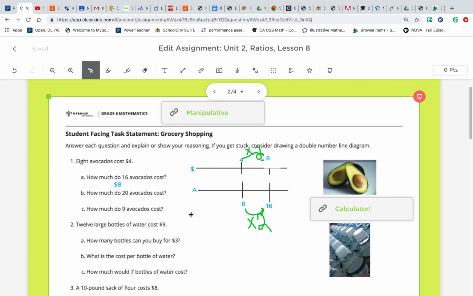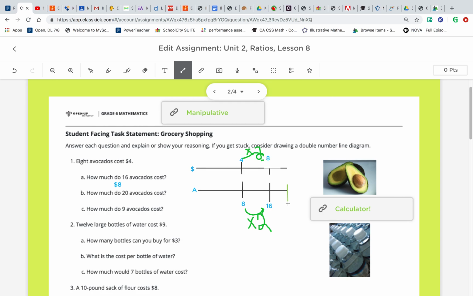Now we want to know about 20 avocados. So here's the avocados number line. We need to find 20. So 20 is going to be to the right, so we need another tick mark for that. We can add it on here. All right, that's going to be 20. So we want to see how much 20 costs.